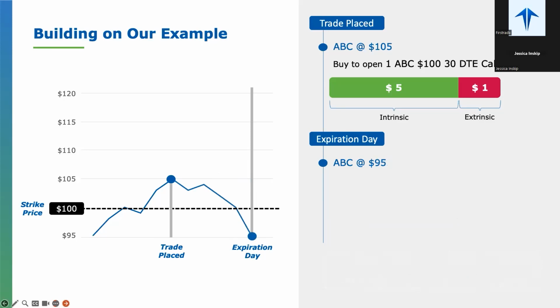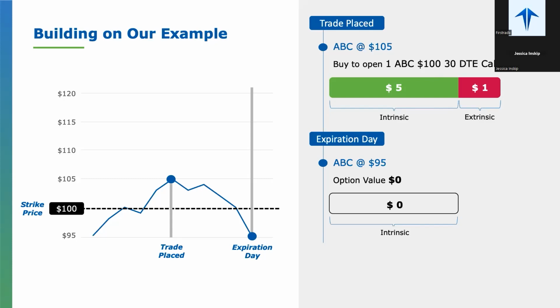Now, let's say we were completely wrong and ABC went down to $95 per share. So it moved down $10. The option's value is zero because we have the right to buy at $100 per share, but the market's at 95. It doesn't have any executable value. It's more advantageous to purchase on the market than what the terms of this contract contain. In this case, at expiration day, we'd recognize a full loss of the amount that we paid, $6 per share.